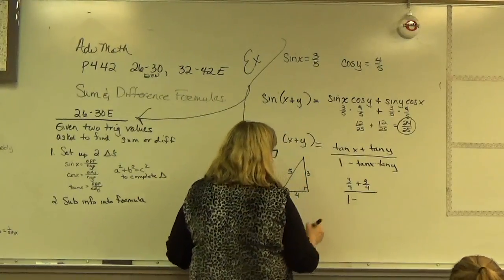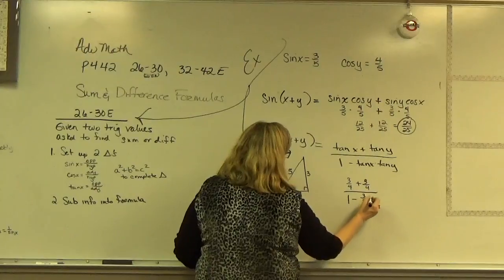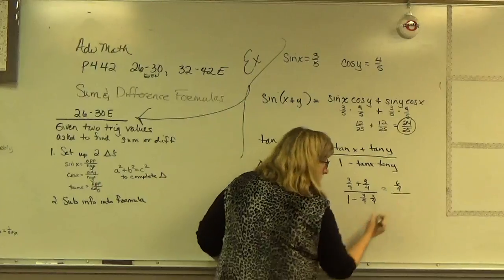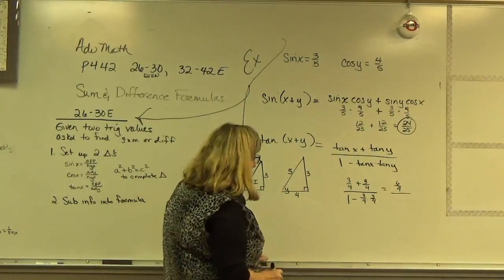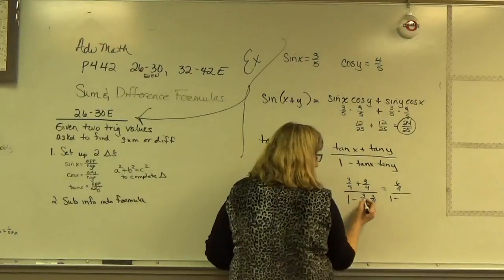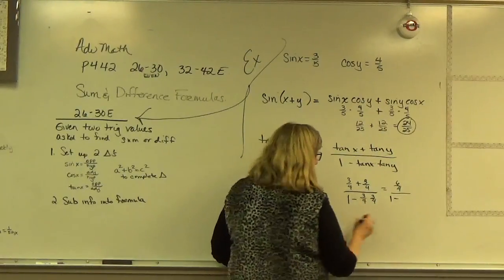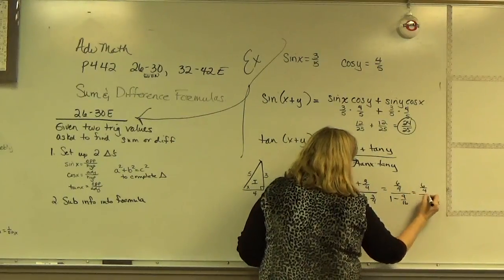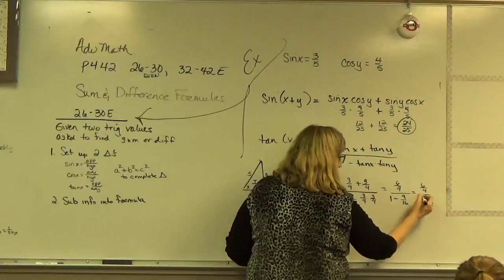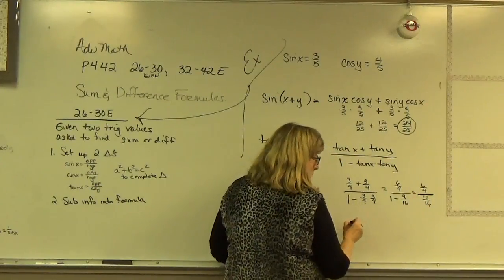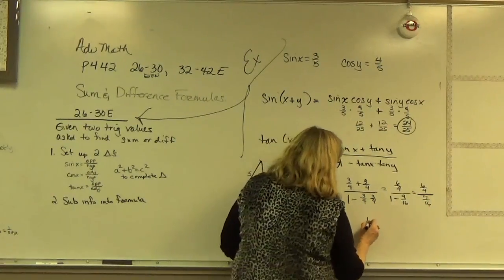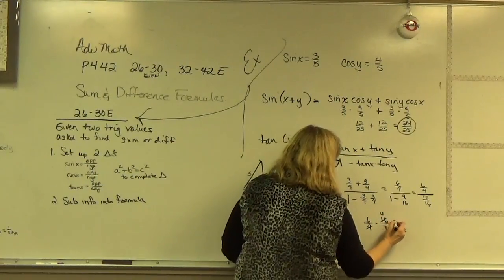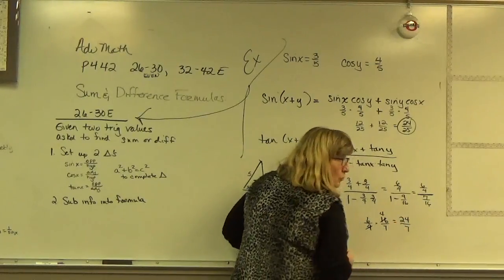1 minus, and we know the tangent of x is 3/4 because we just did it. We knew the tangent of y is 3/4 because we just did it. So we get 6/4, don't worry about simplifying yet, because we still have to do something. Over 1 minus, you multiply these two, what do you get when you multiply them? 9/16. So what's 1 minus 9/16? 7/16. And what's this mean? Complex fraction. Which means multiply by the reciprocal. So 6/4 times 16/7. And I get 24/7 for an answer.